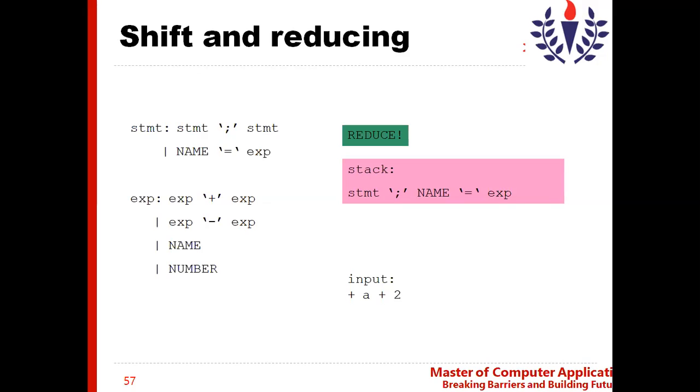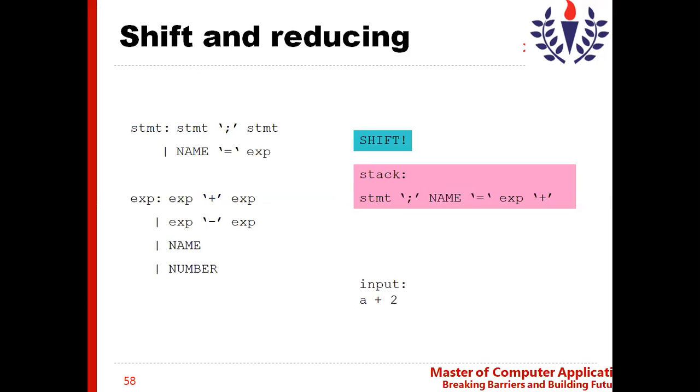Even though it matches with the first grammar, we don't reduce here, because further there are some more inputs that have to be processed. So that is why it won't be reduced to STMT. Instead, it will stay as it is. The reduce will not happen. Now, the next input is plus. So what happens? It will be shifted.